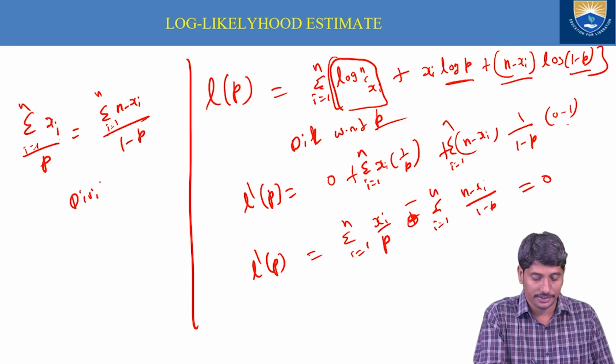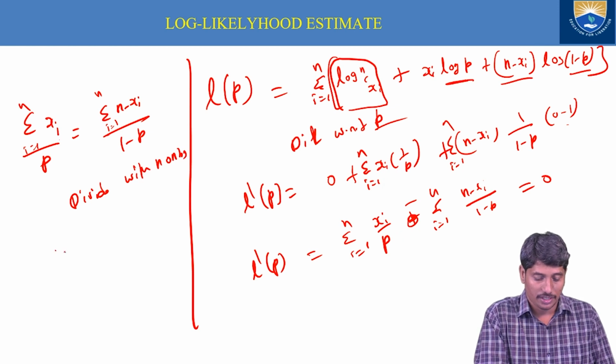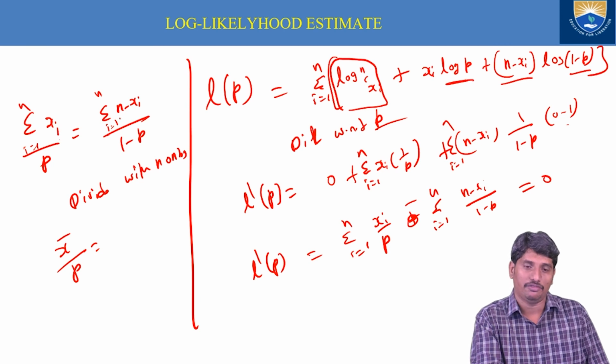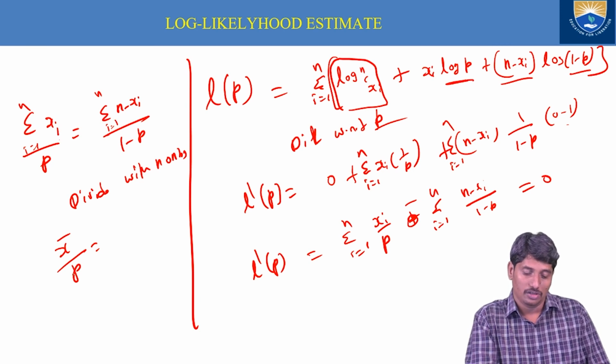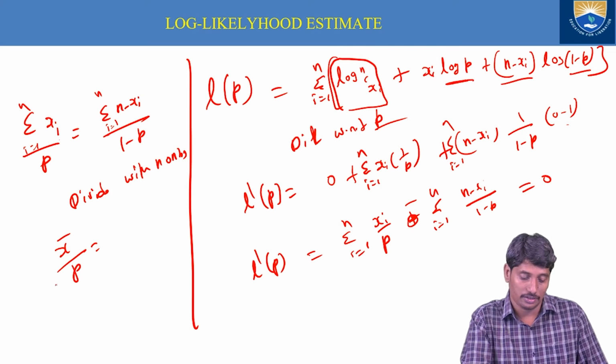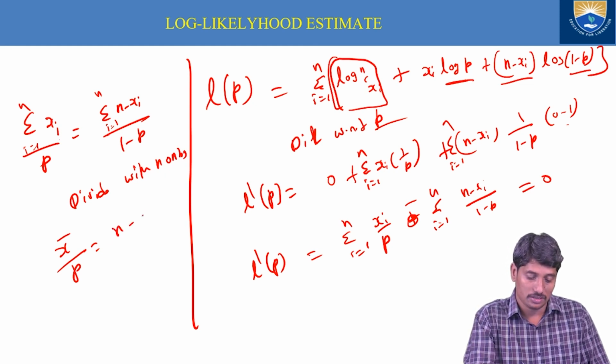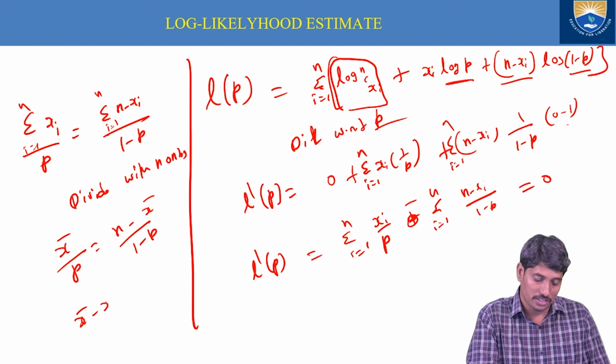Now let us divide with n on both sides. We get x bar by p is equal to summation n, for adding n for n times, and dividing with n means here you are going to get n minus x bar by 1 minus p. That means x bar minus x bar p is equal to np minus x bar p. X bar p is cancelled, that is mean is equal to np.